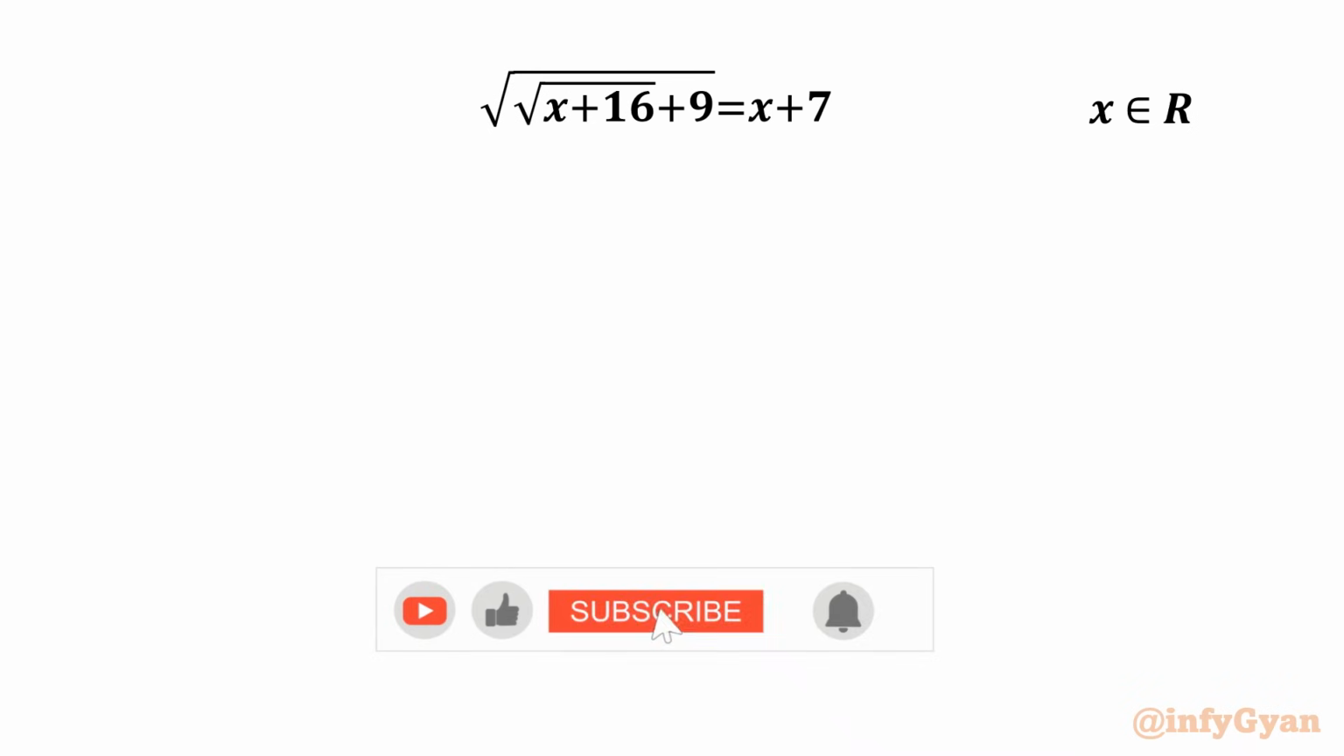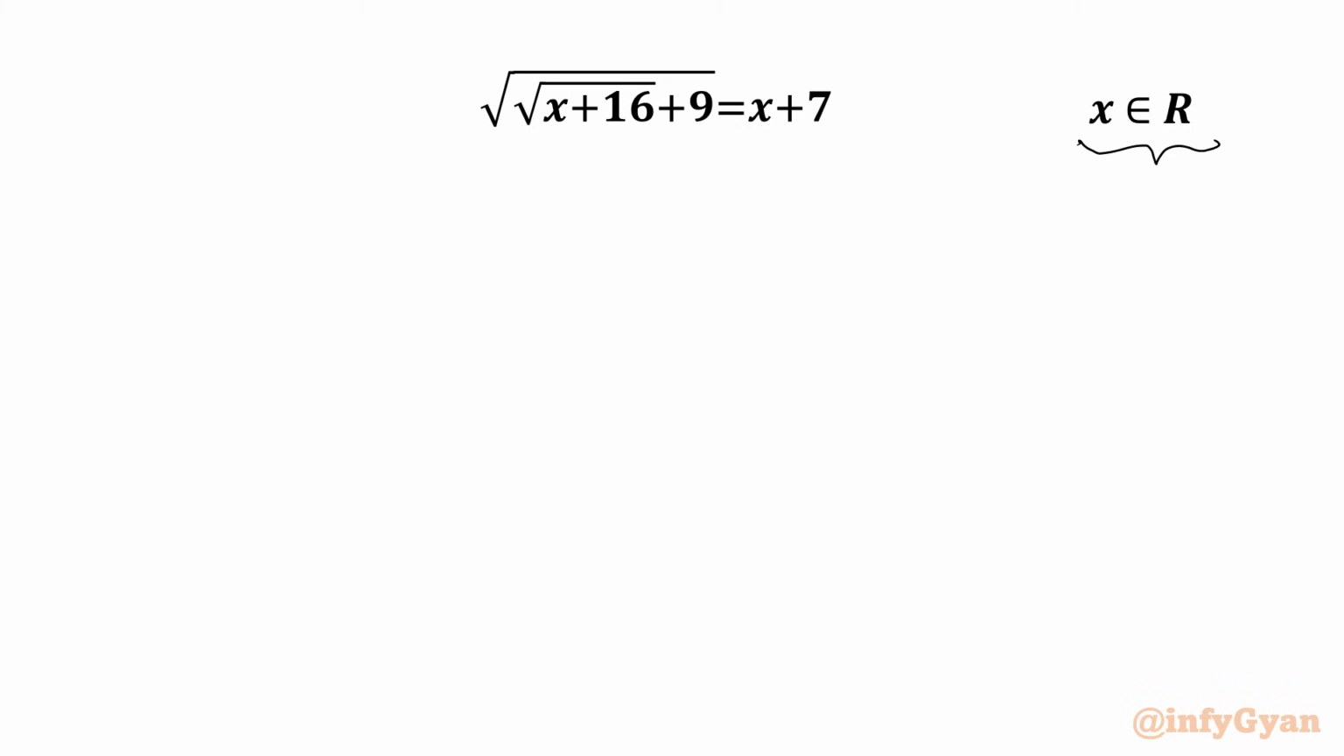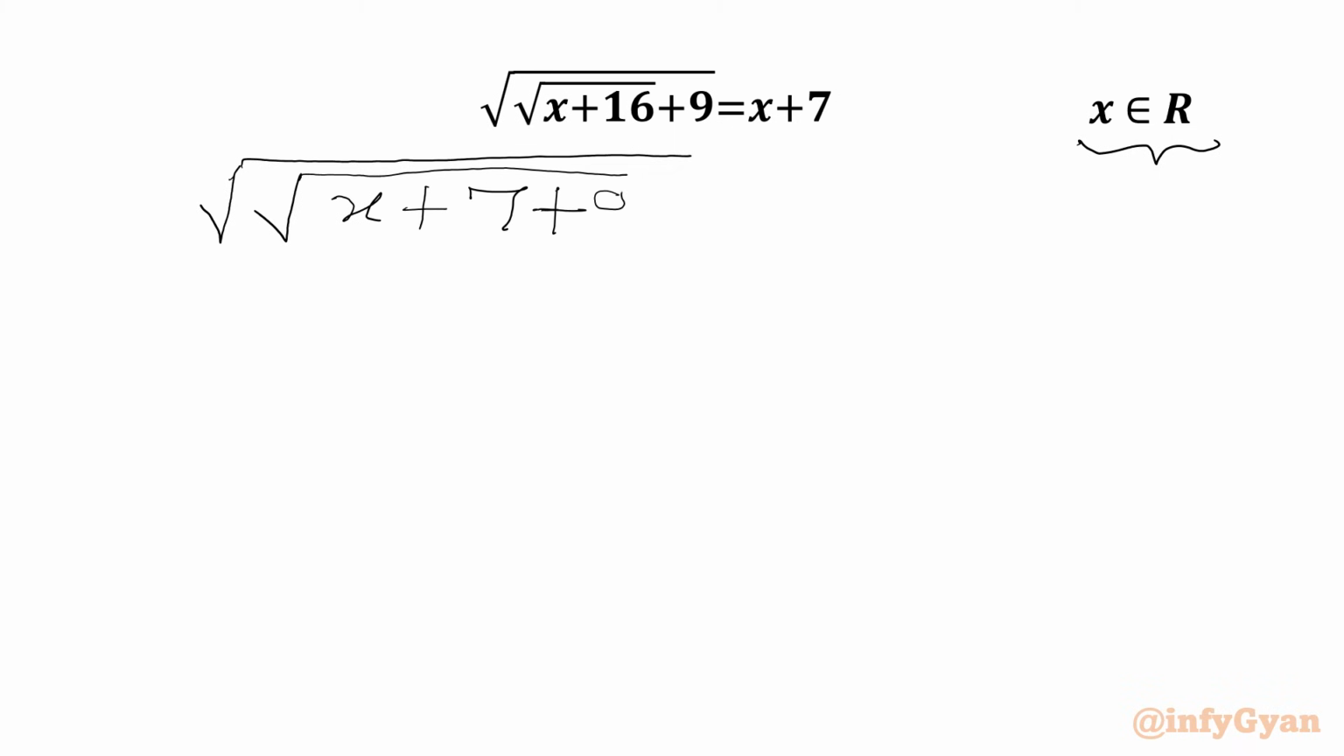Today in this video, we are having one very interesting question from radical equations which we'll be solving for the real values of x. So let's get it started by writing our equation: square root of... Can we write x plus 16 as x plus 7 plus 9? So 9 plus 7 is 16, then we have plus 9. And in RHS, we have x plus 7.